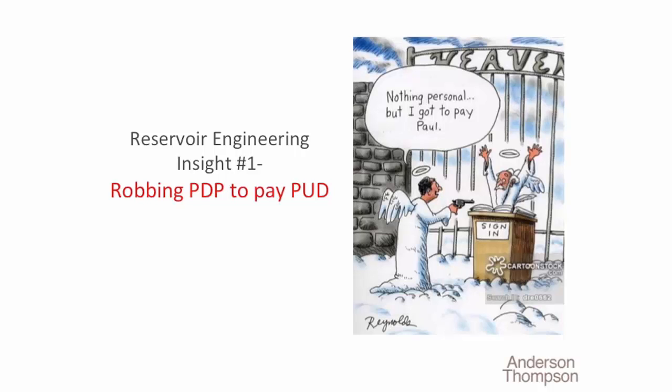So reservoir engineering insight number one, robbing PDP to pay PUD. PDP, of course, is proved developed producing reserves as opposed to proven undeveloped reserves. So rather than talk theoretically about this, I'm going to show you guys a real live example. And this comes from a presentation that was presented by Continental Resources a few years back. And they use decline curve analysis, as most companies do, to do their reserves.